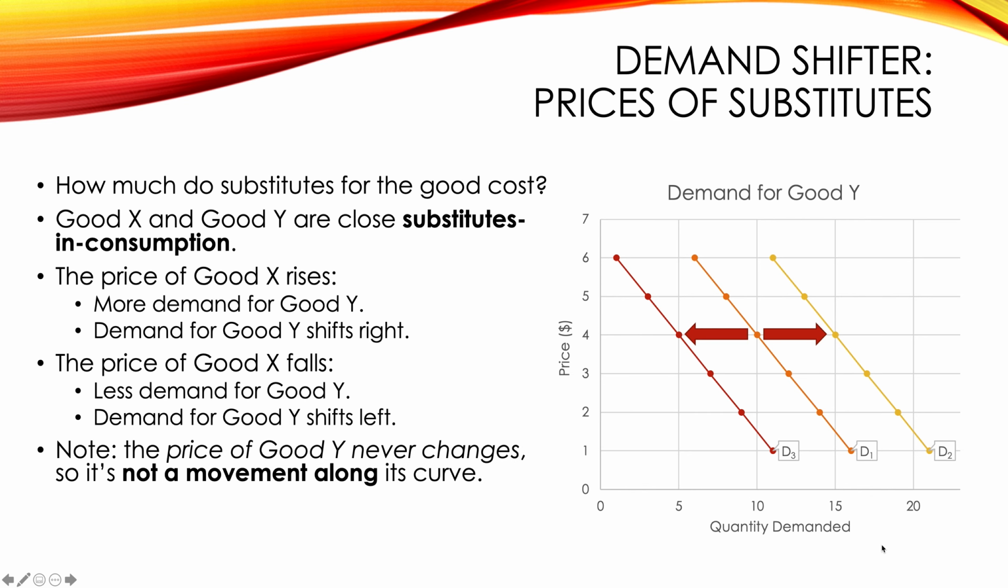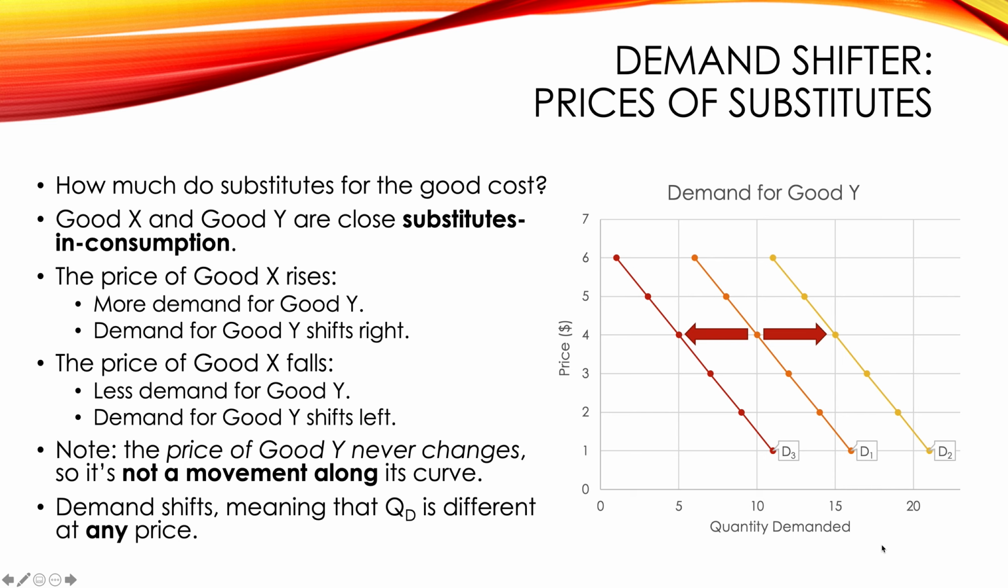Now, one thing to note about this is the price of good Y is never actually changing. If it were changing, this would be a movement along the demand curve for good Y, but the price of good Y never changes. I never said anything about that. We only talked about changes in the price of the substitute, in this case what we called good X. So that's an important thing to remember.